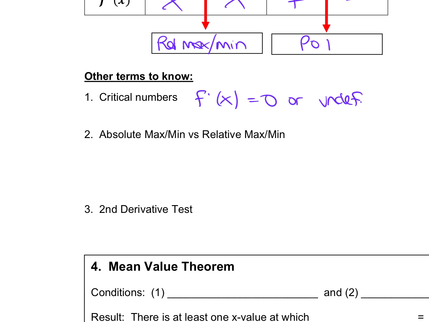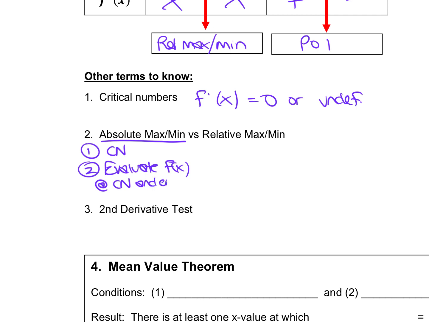So to go through our steps for that. To find absolute maxes and mins, just to give you a little review. 1, we found the critical numbers, which we just talked about finding. 2, we evaluated f of x, the original, at critical numbers and endpoints. Okay? So we plugged it in, and the biggest number was our max, the lowest number was our min.